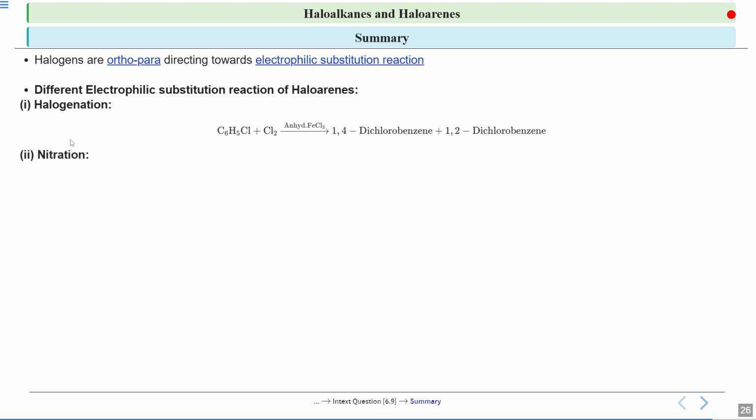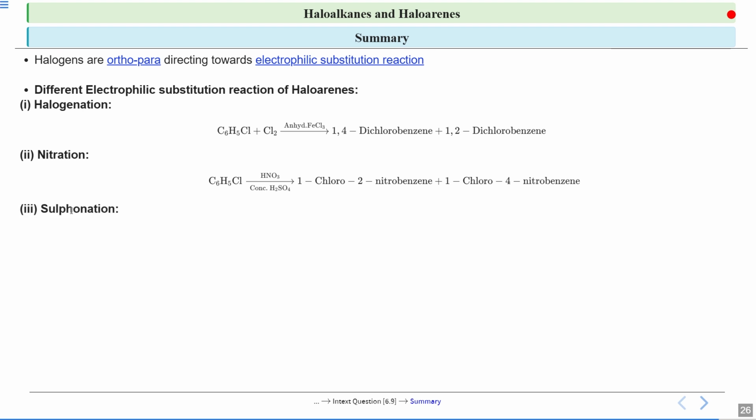The second type of reaction is nitration, where the NO2 group is attaching to your haloarene compound and giving you nitro substituted para-nitro and ortho-nitro products. The para-nitro substituted product is major and the ortho-nitro substituted product is minor. This reaction happens in the presence of HNO3 and concentrated H2SO4. Here NO2 positive is acting as an electrophile.